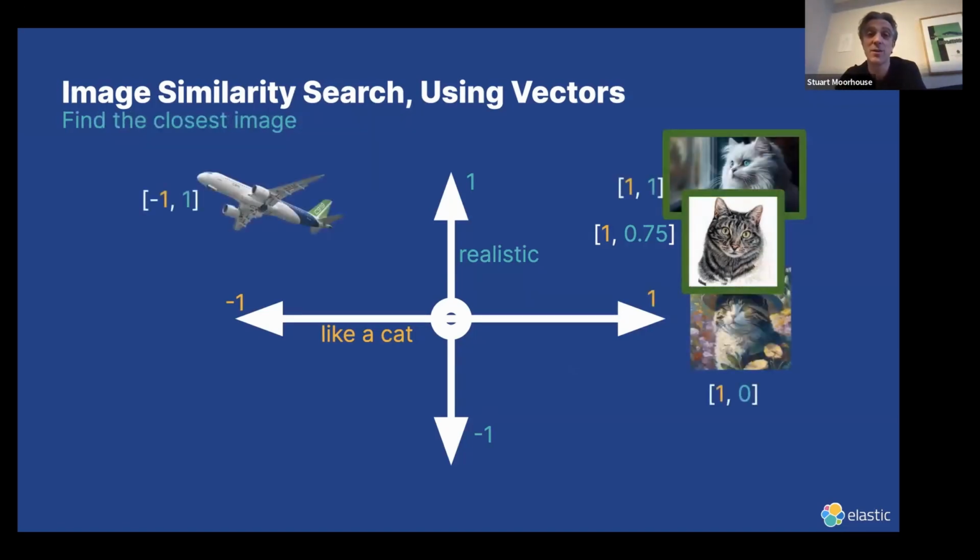Now we can place that on our vector space, and we can see very clearly that a similar image is our photograph of the cat. It's quite similar to the oil painting. It's not at all similar to the aeroplane.